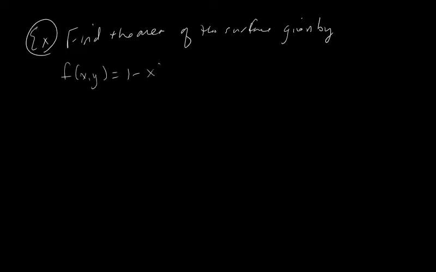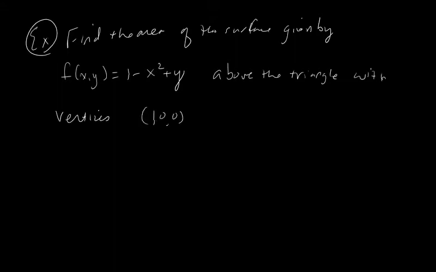Let's find the area of the surface given by f of x, y equal to 1 minus x squared plus y above the triangle with vertices 1, 0, 0, 0, negative 1, 0, and 1, 1, 0.